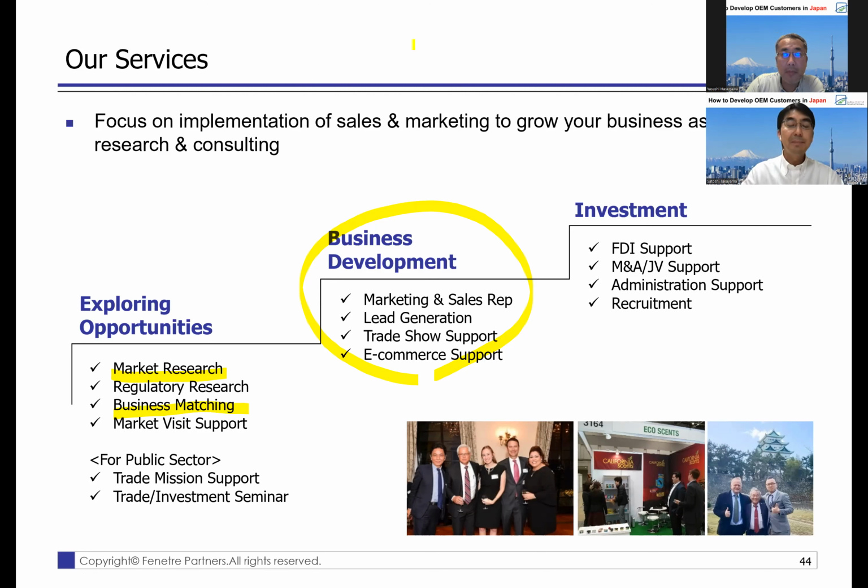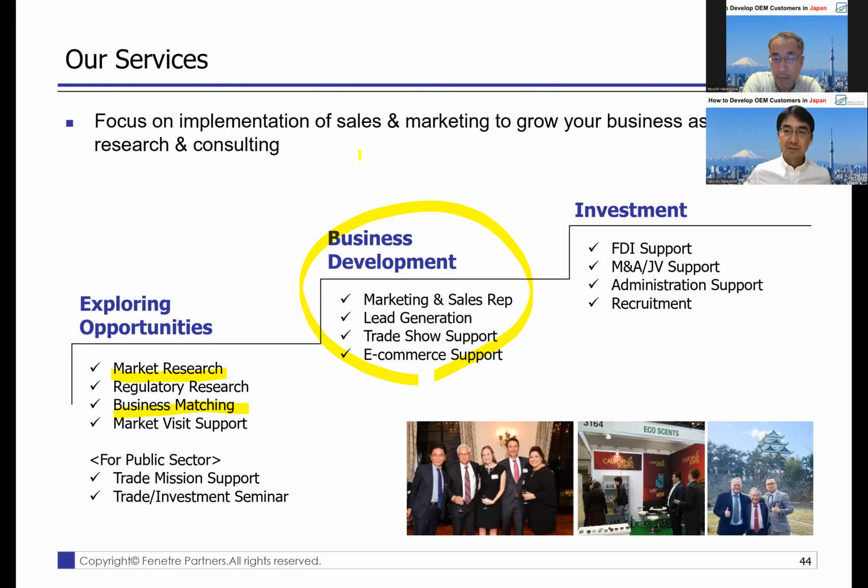Maybe how about sharing one typical question from our overseas clients. For example, the question we often receive is: how much does it cost to set up a corporation in Japan per year? I think that's a quite typical question from our clients.